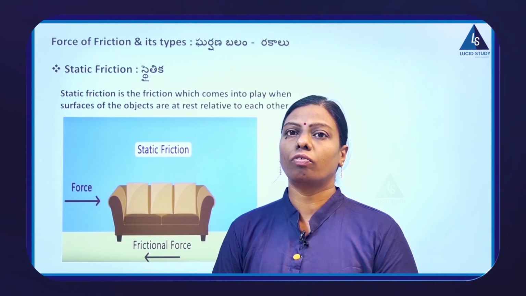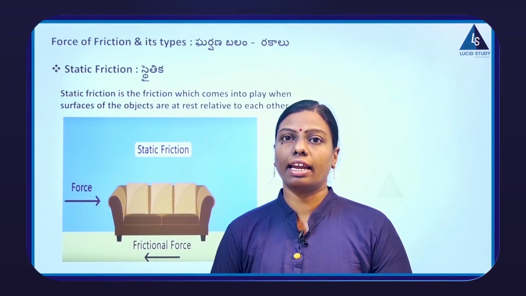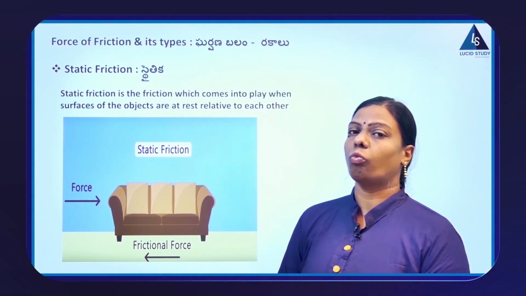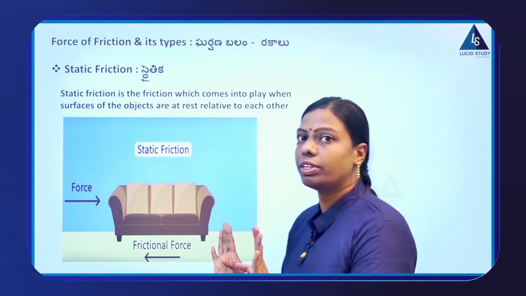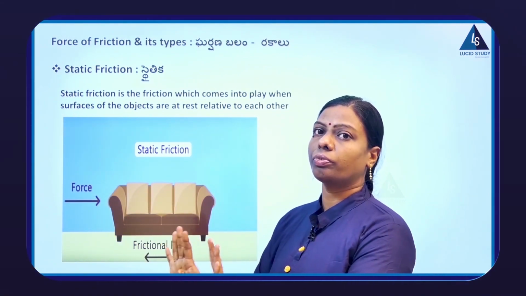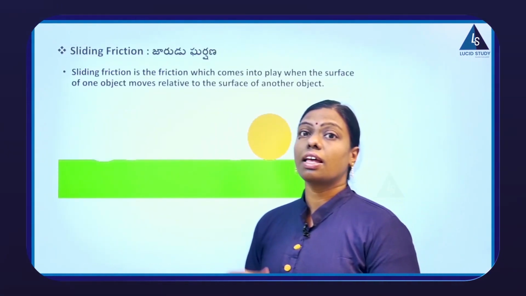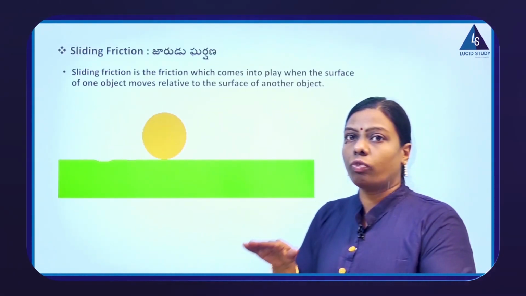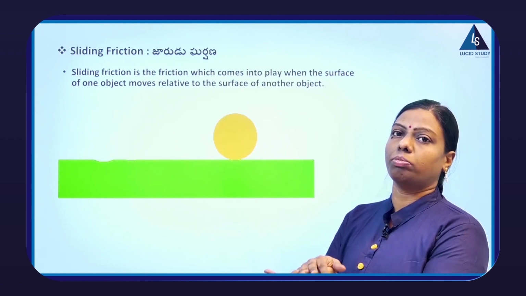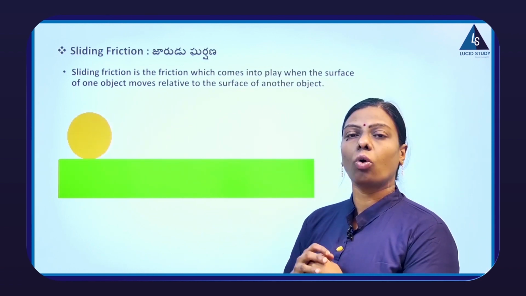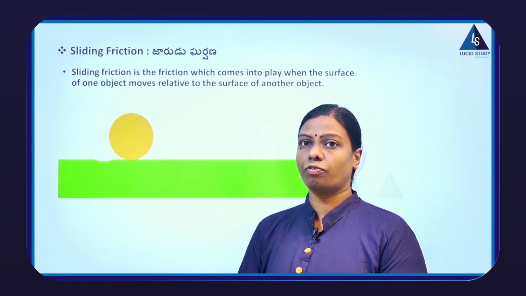There are two types of friction. One is static friction, another one is sliding friction. Static friction: there is a force acting in the opposite direction, which is opposing the object's movement. It is called static friction. Next is sliding friction. When one object tries to move over another object, and the two surfaces are in contact with each other, it is called sliding friction.